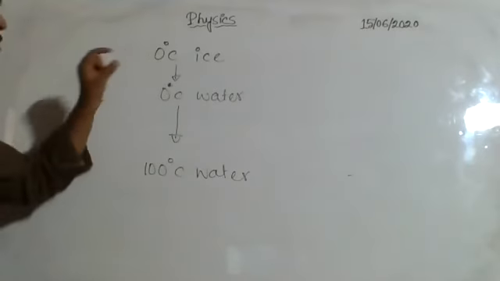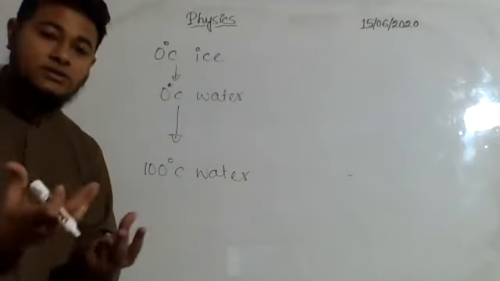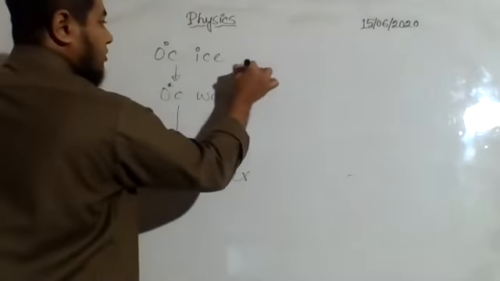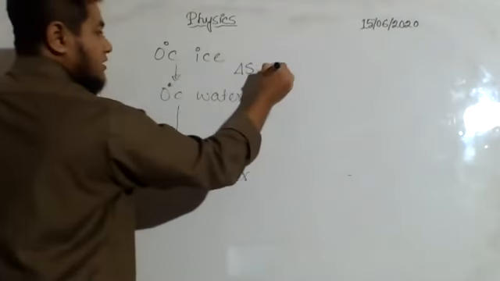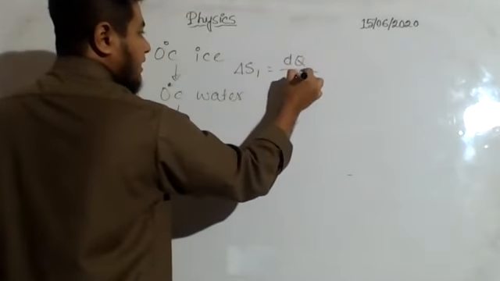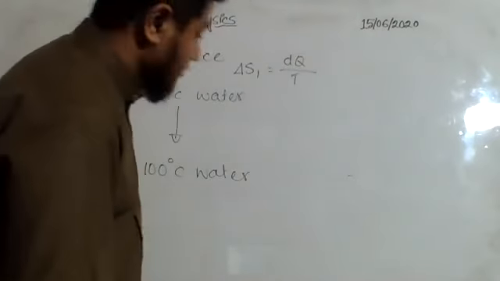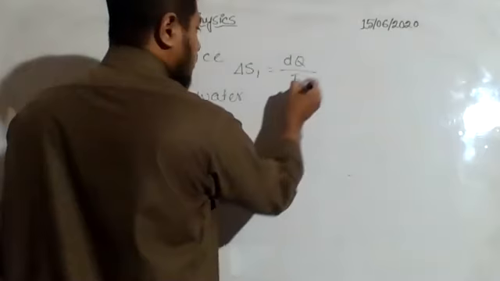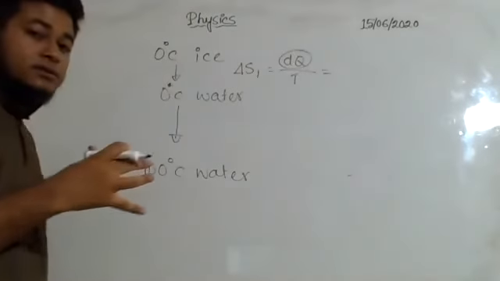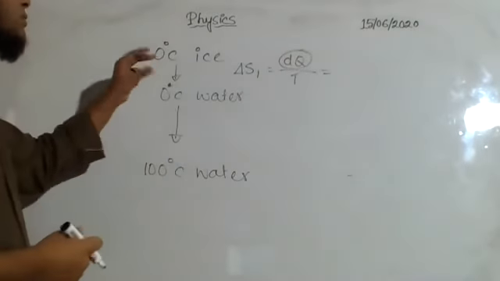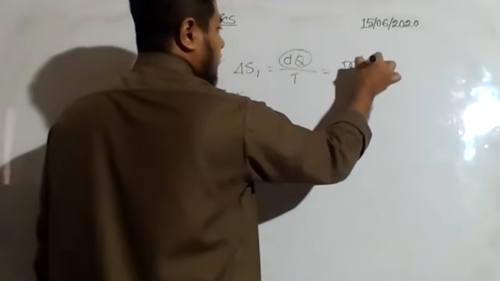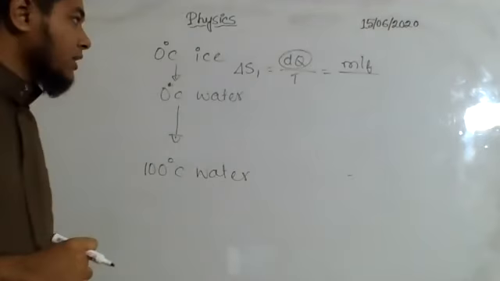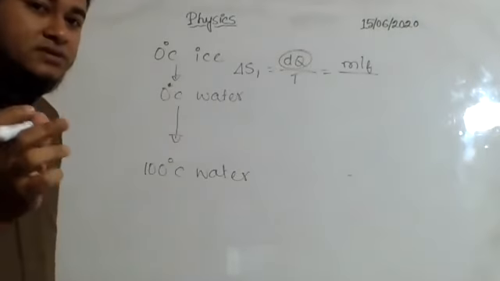So you can see the supply of heat has to be in two steps. At first, if I want to calculate the change of entropy, delta S1 is going to be equal to dq by T, because the temperature here is going to remain at 0. So here dq, the heat absorbed, is going to be mLr. If you remember, we already discussed this in effect of heat on matter in SSC level, okay? Because here there is no temperature difference, right?